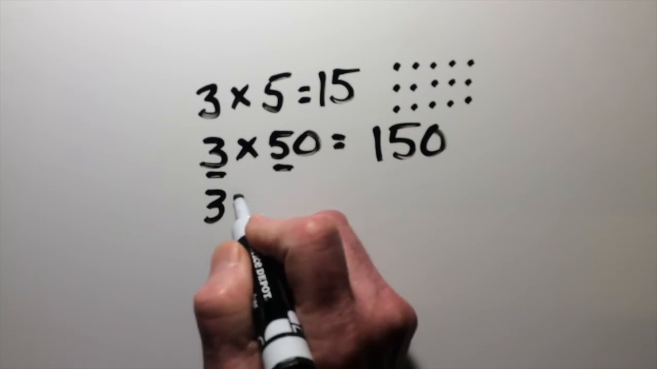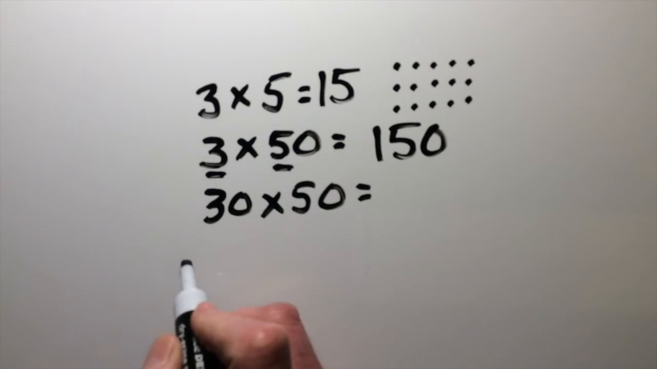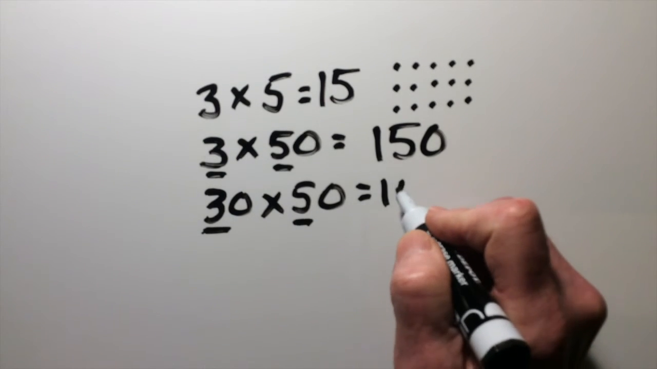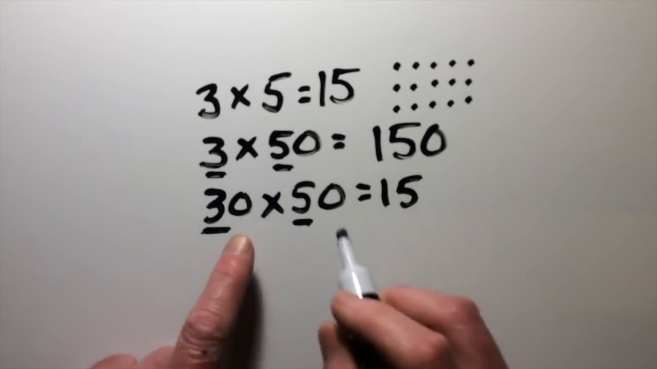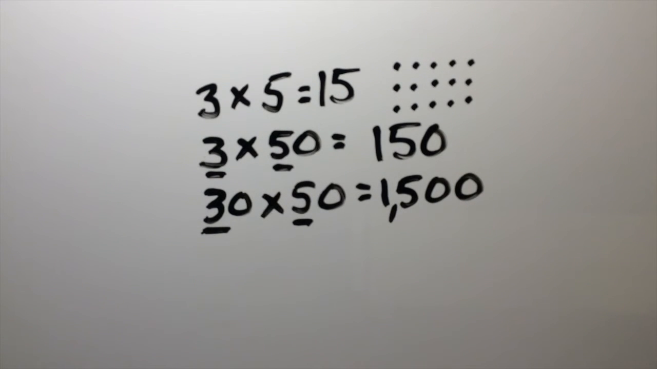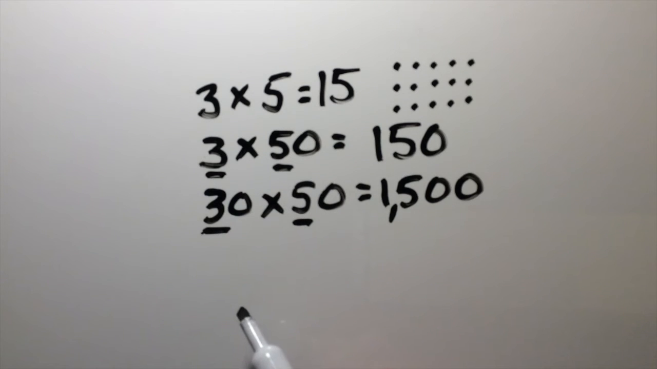How about if I was to do 30 times 50? Well, there's my basic fact again of 3 times 5. I know that that was 15, and then I tack on the 2 zeros. So 30 times 50 would be 1,500. So just a couple strategies to use when you're solving basic facts and then doing some larger multiplication problems in multiples of 10 that have those basic facts in there.